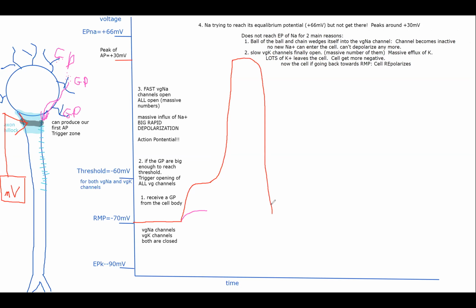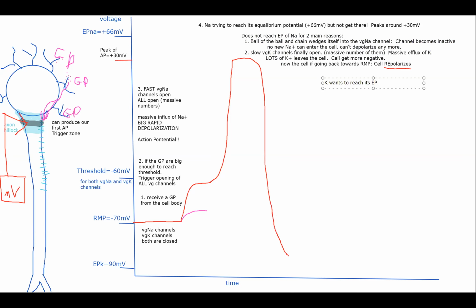Now, in fairness to potassium, at first, the cell is indeed repolarizing. But is that really what potassium cares about? No, potassium cares about its equilibrium potential. So is potassium going to want to stop at the resting membrane potential when it gets there? Nope, it's going to want to keep on going and trying to reach its equilibrium potential. Because again, our driving force is the same.